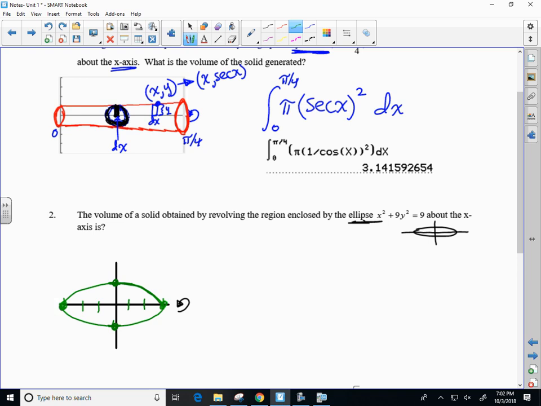Anyway, we're spinning it around the x-axis. I don't like this formatting. I would like the x and the axis to be together. So if somebody wants to submit that for typo bonus, I'll take it.